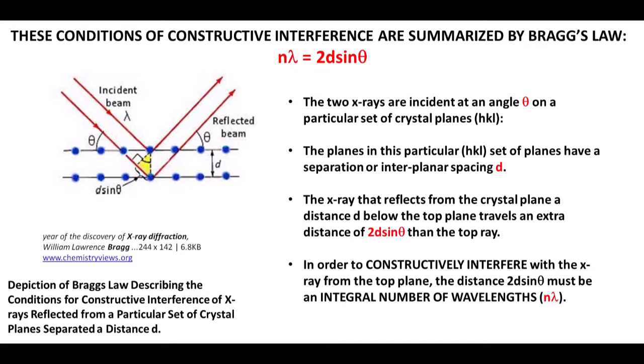In a cubic crystal, for example, these planes could be the two parallel 100 faces of a cube. So the HKL set of planes would be the 100 planes. But as you rotate the crystal, you will have different orientations of the crystal that will bring different planes into an orientation that can satisfy Bragg's law.